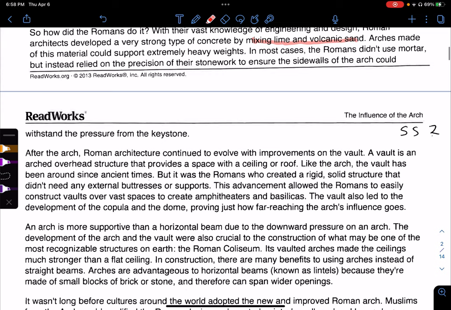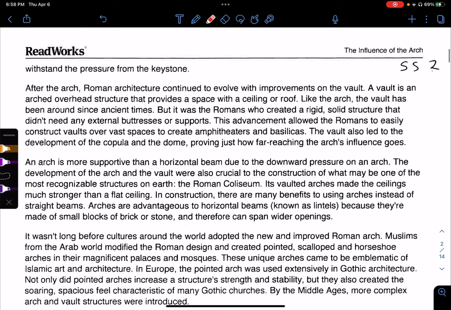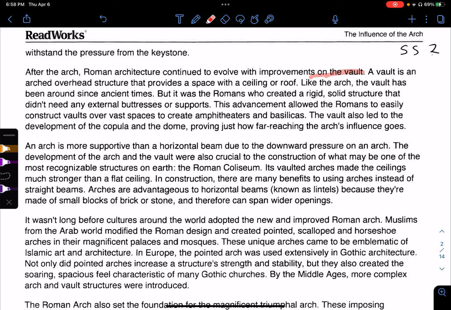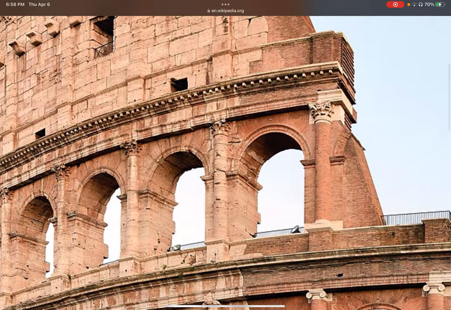After the arch, Roman architecture continued to evolve with improvements of the vaults. A vault is an arch overhead structure that provides a space with a ceiling or a roof. So, let's go Roman vault.